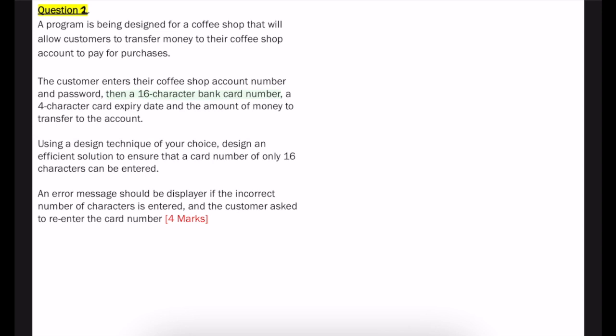Using a design technique of your choice, design an efficient solution to ensure that the card number of only 16 characters can be entered. An error message should be displayed if the incorrect number of characters is entered and the customer asked to re-enter the card number. Pause the video now and design the input validation required by this program.